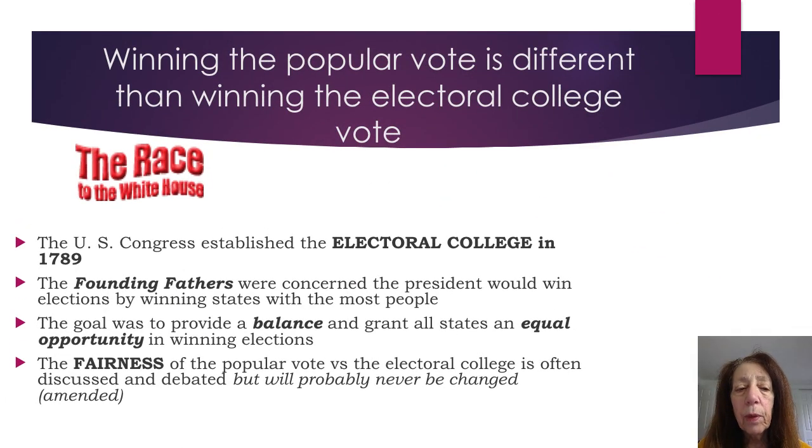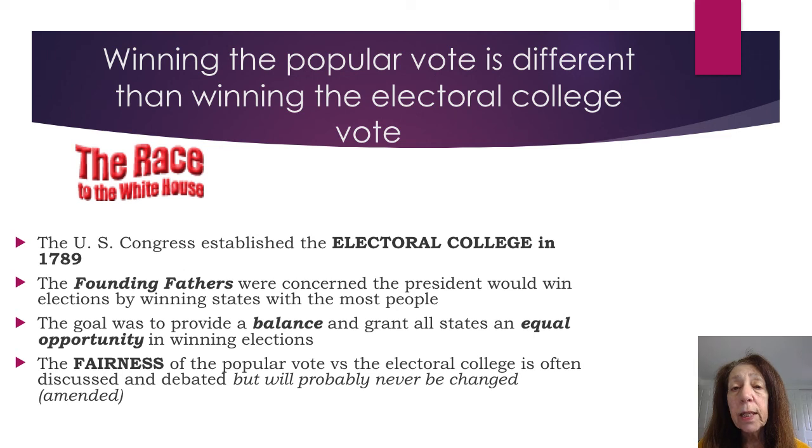So let's review. The United States Congress in 1789 created the Electoral College. What was life like in 1789? Well, there were 13 colonies which became the original 13 states. They had no idea what the United States was going to become. So the founding fathers decided that they wanted equal representation and were concerned with balance and equal opportunity.